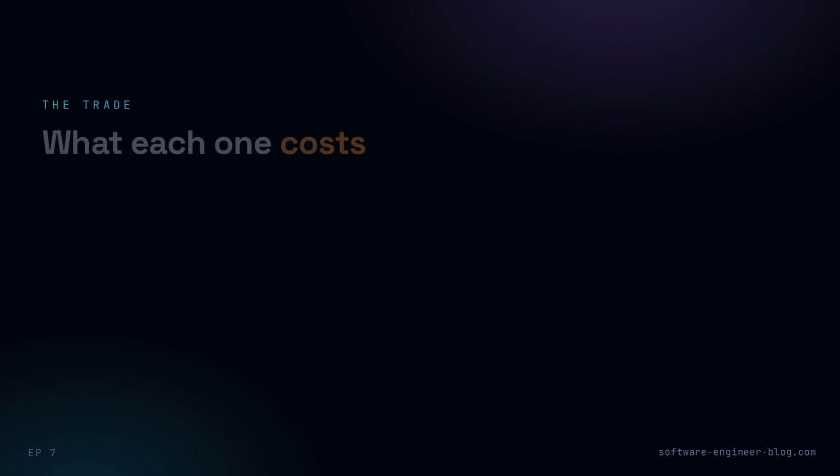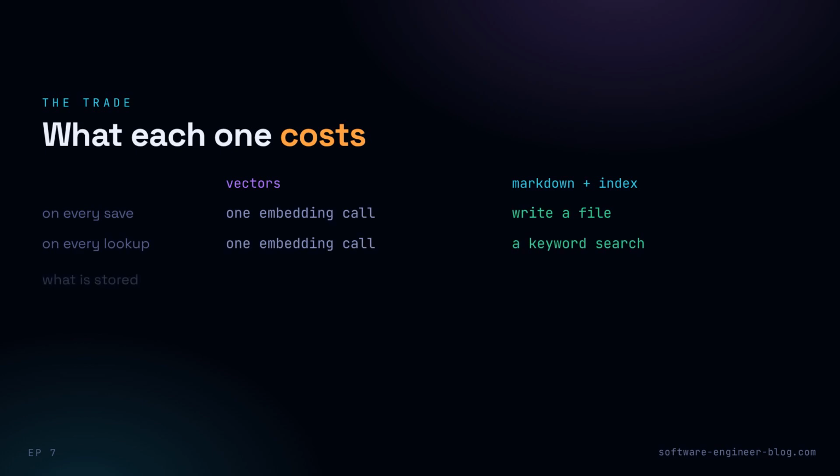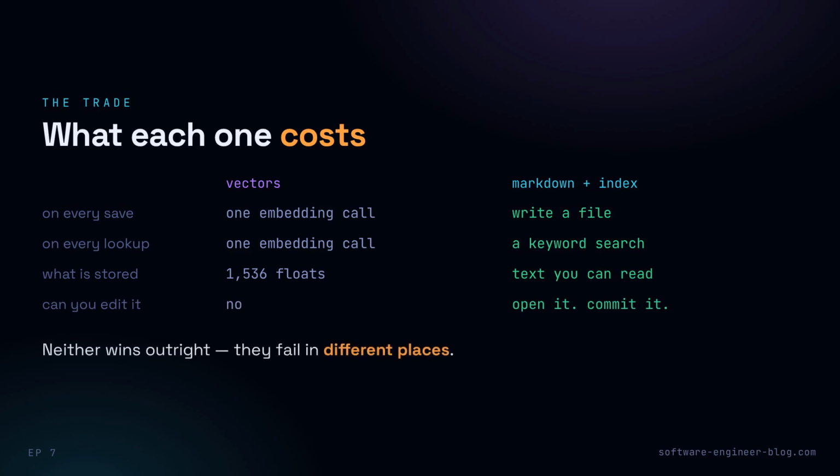And they cost very different things. Vectors cost an embedding call on every save and every lookup, and what is stored is a list of numbers you cannot read. Markdown costs nothing. What is stored is a file you can open, edit, and commit to Git. Neither wins outright. They fail in different places, and that is exactly why you should know both.